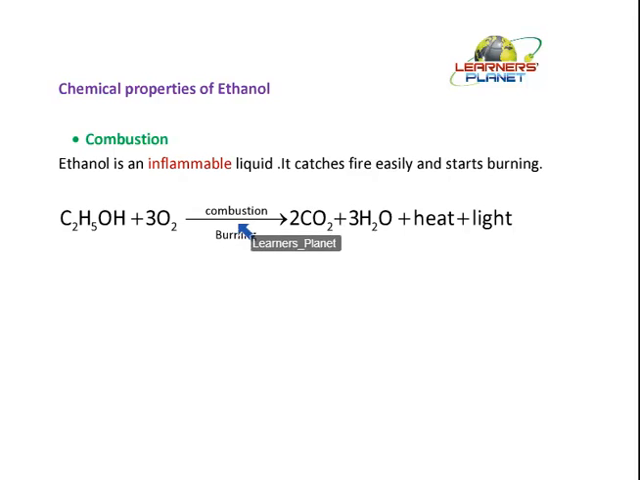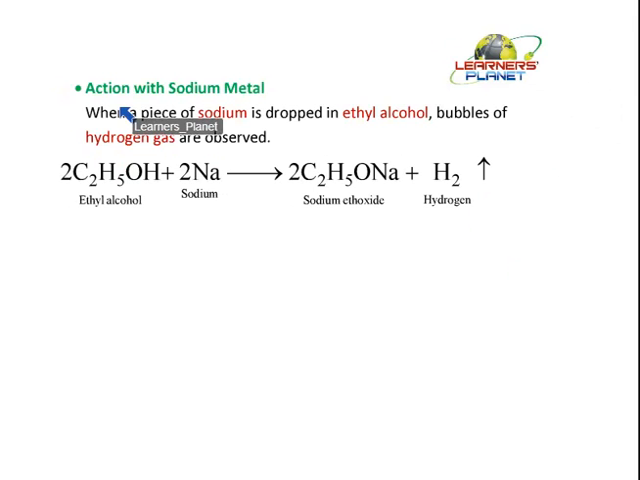Your ethanol reacts with oxygen on combustion or burning, and it forms what? Carbon dioxide, water, heat and light. So every hydrocarbon when burnt in air gives you carbon dioxide and water. Its next property is action with sodium metal. How does it react with sodium metal? When a piece of sodium is dropped in ethyl alcohol, what happens? Bubbles of hydrogen gas are observed.